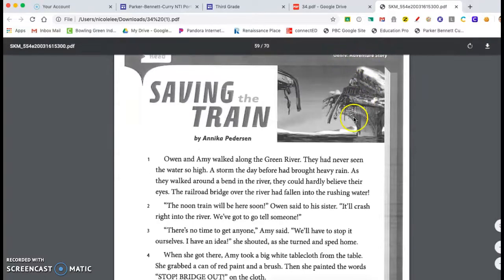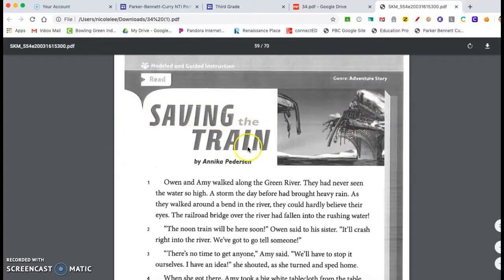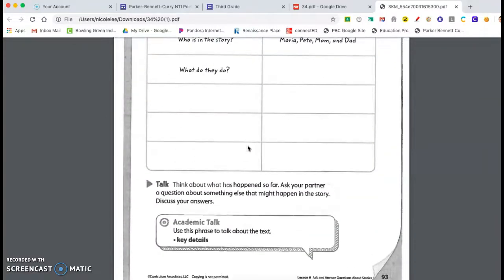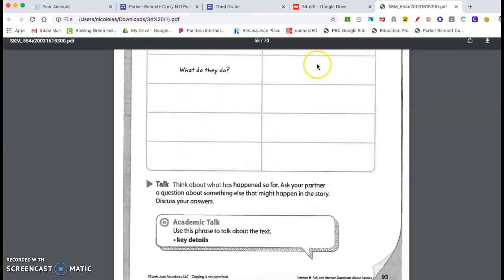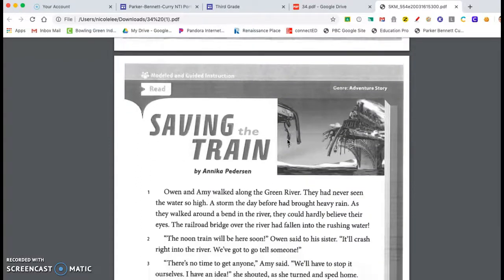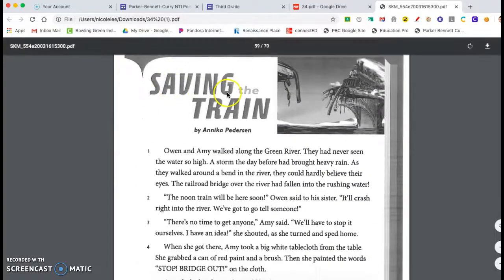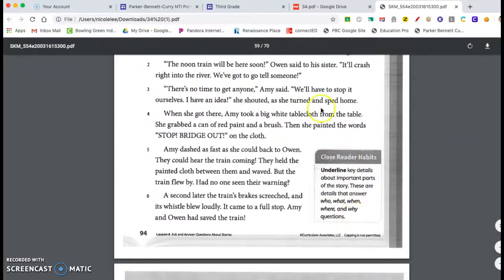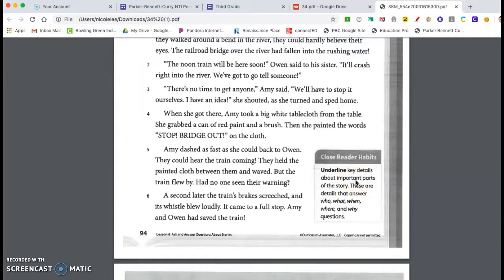So now we have an adventure story called Saving the Train. Oh, I want to remind you, up here, whenever you get ready to write, you can pause my video so that you can write before moving along. So you're going to read the story, Saving the Train, by Nika Pedersen. Make sure you read these little boxes here, like close reader habits, underlining key details about important parts of the story. These details that answer questions like who, what, when, where, and why. So you should be underlining those key details.